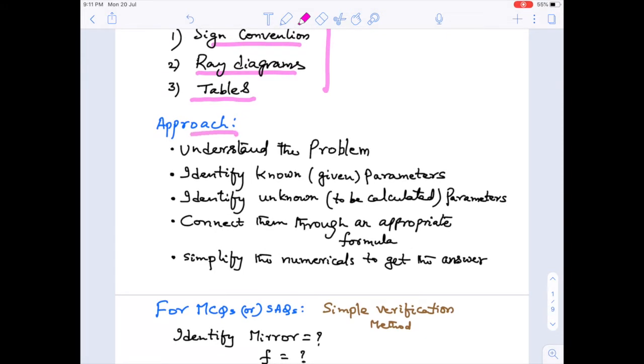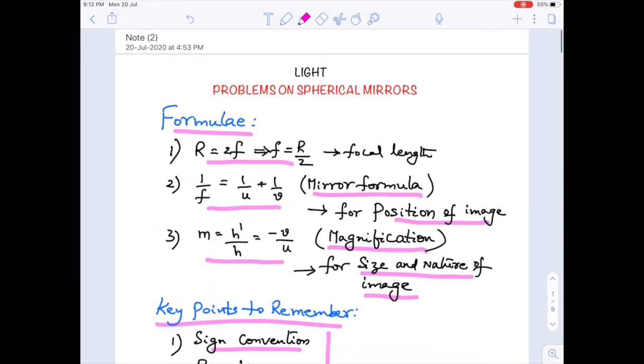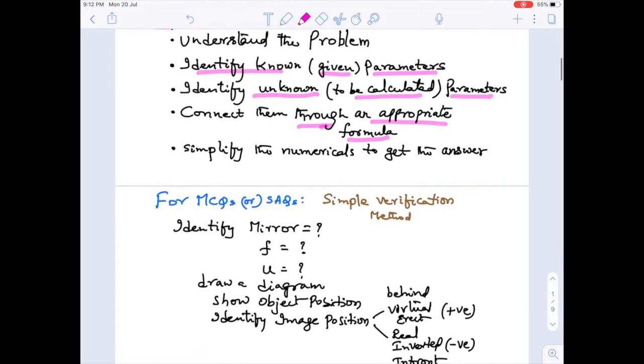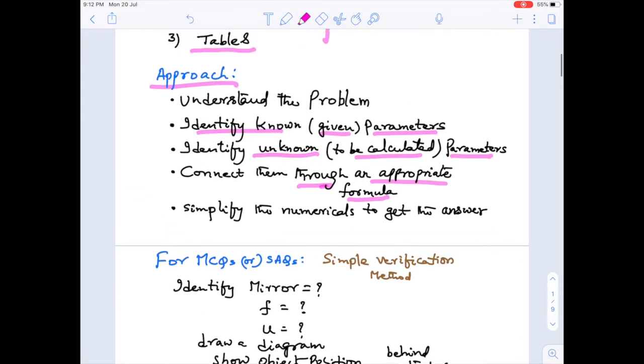Now, what is the approach that we need? Understand the problem, read the problem carefully and understand, then identify the known, that means the given parameters, then identify the unknown parameters, which means the parameters which we have to find out or calculate. Then connect them through an appropriate formula. What is the formula that we have? I have shown you all these three. These are the only three formulae which we will use in solving problems. Then simplify the numericals to get the answer.